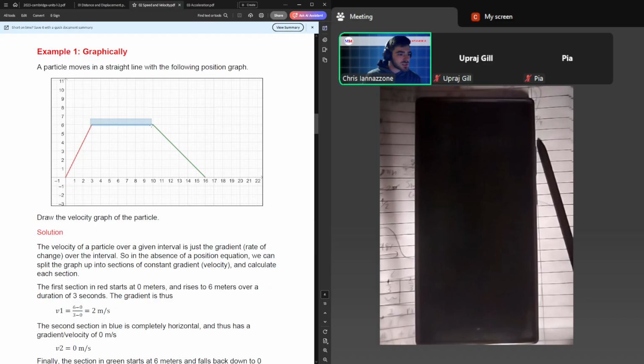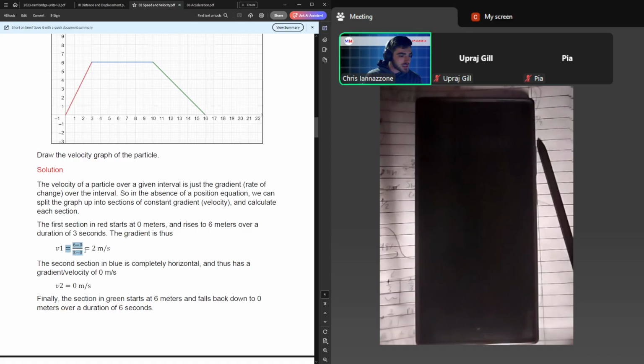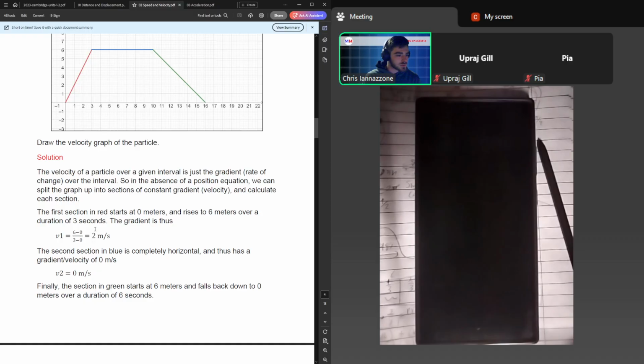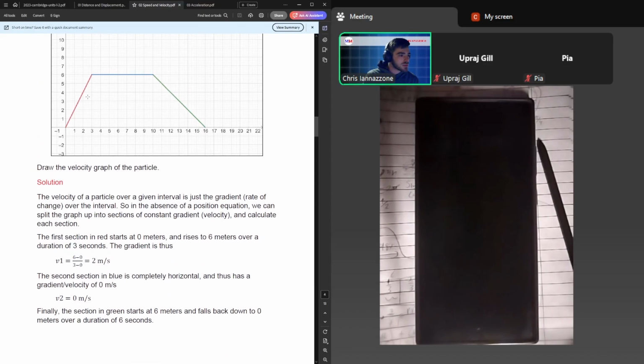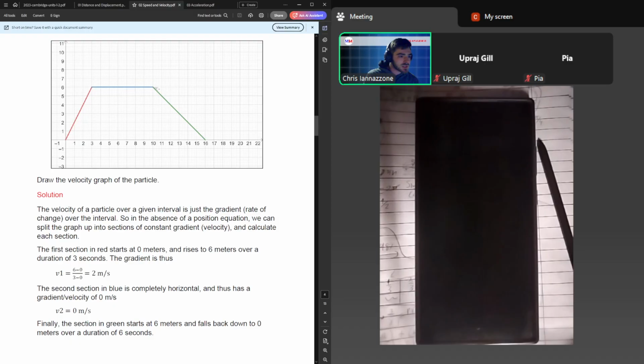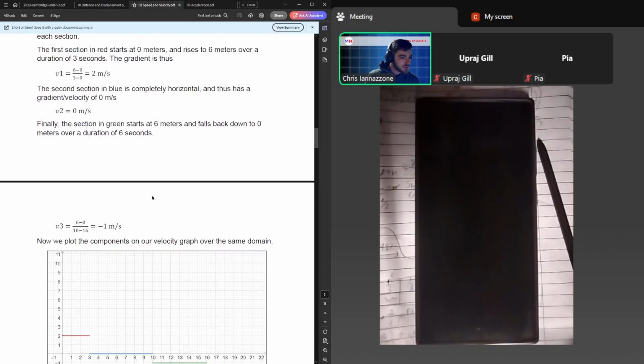All of these sections have constant speed, and the reason why is because they have a constant slope. As far as how you're calculating slope, you're just doing rise over run, and that becomes your velocity. This one in particular was done in meters per second. Just be mindful of your units. Because it's velocity, you do have positives and negatives. So in this case, you've got a positive slope, a flat slope, and a negative slope.